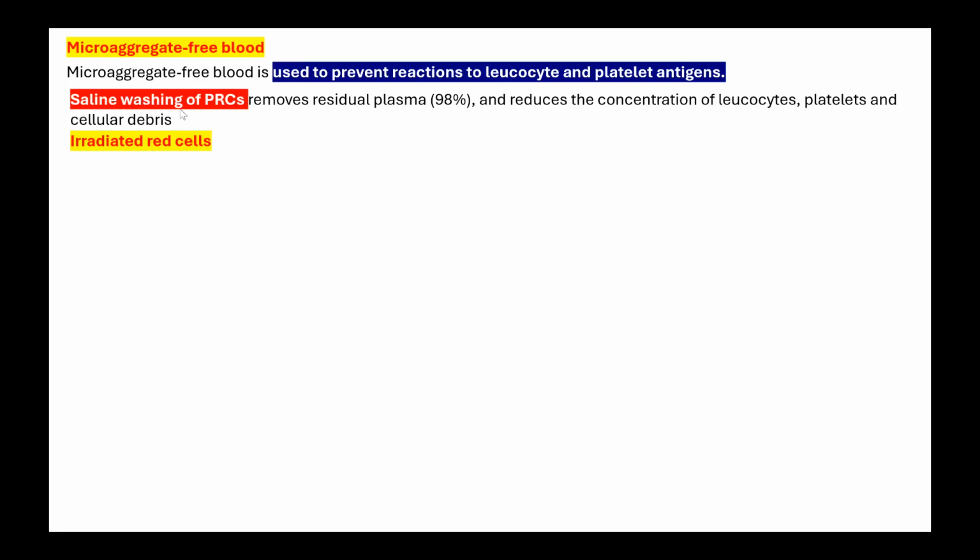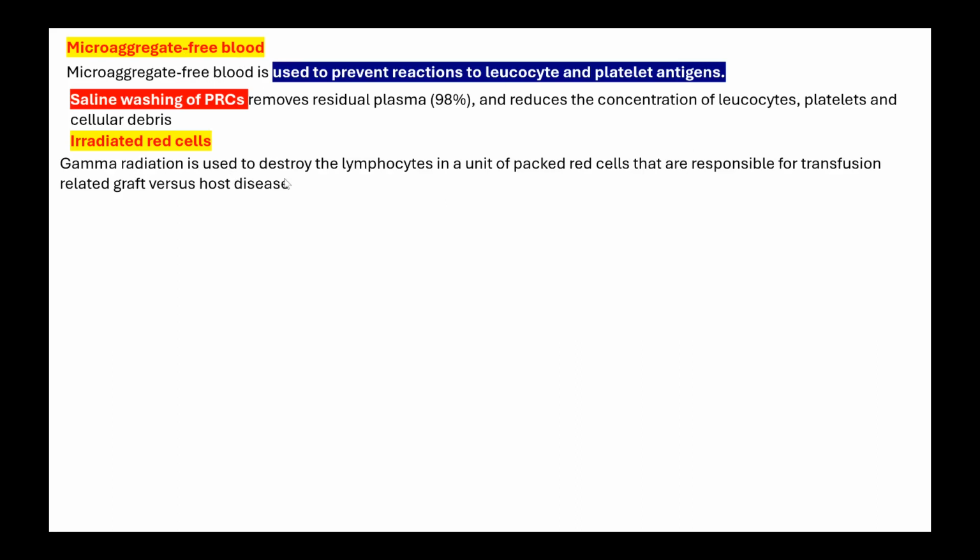Then you have saline washing of PRCs to remove the residual plasma, and that also you can use when there is a fear of any reaction. The leukocytes are the culprits, and they can produce antigen-antibody reactions, and transfusion reactions can happen. So they are more specific in removing that leukocyte for producing microaggregate-free blood.